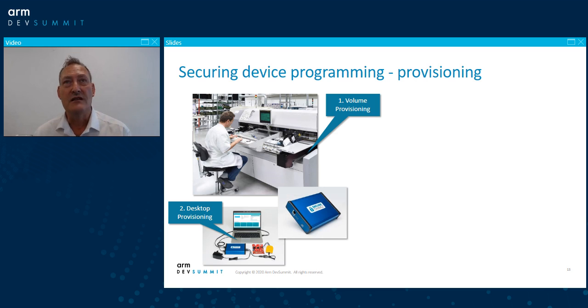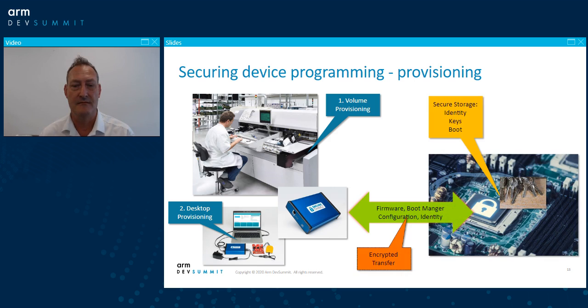If we look at what's going down in the production machine itself now, after that transfer has taken place, we consider the two different use cases: one, volume provisioning that we looked at a couple of slides ago, and number two, the desktop provisioning that we looked at on the previous slide. These are essentially the same process.